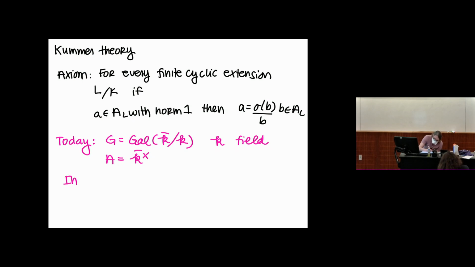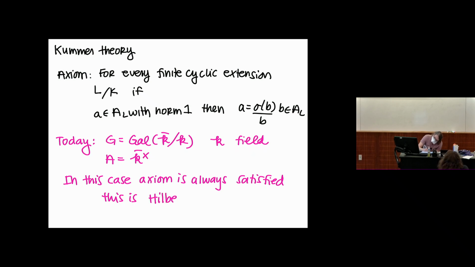Okay, so in this case, the axiom is always satisfied. This is Hilbert 90, and always satisfied for any field. Okay, so we're good. We can do what we're about to do. There's no restriction. Well, there's going to be one restriction. Right away, I'm going to put a couple restrictions on it.